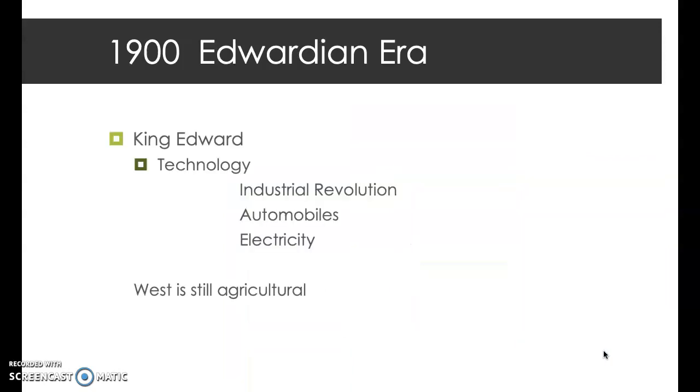All right, next is the Edwardian Era. So Queen Victoria dies, her son Edward takes the throne, and he kind of changes some things in society. The biggest thing is there's advancements in technology.